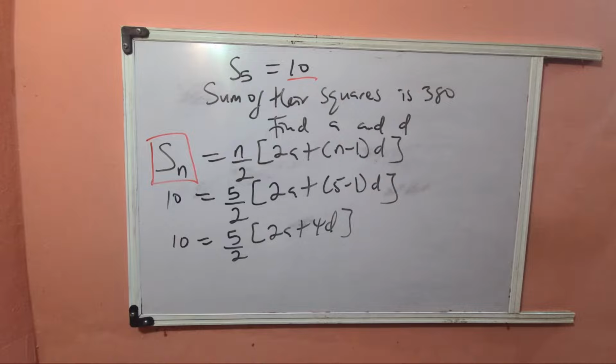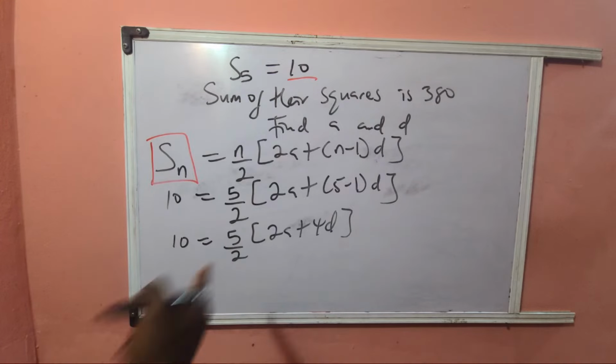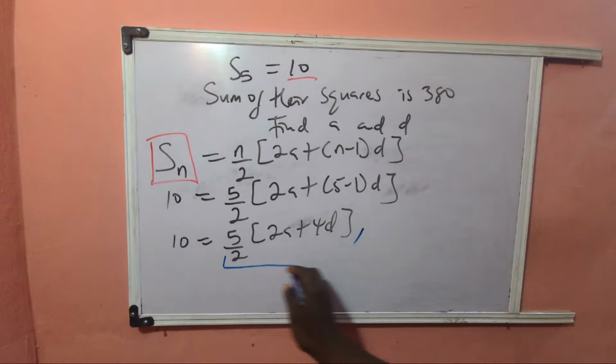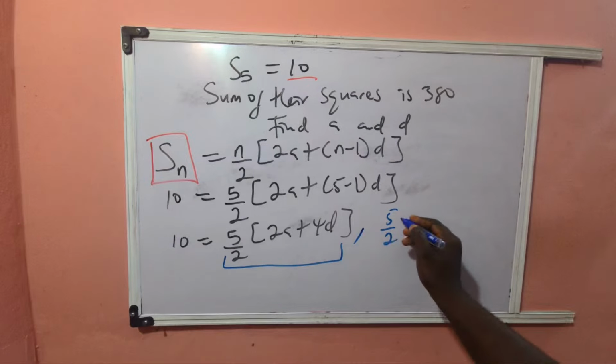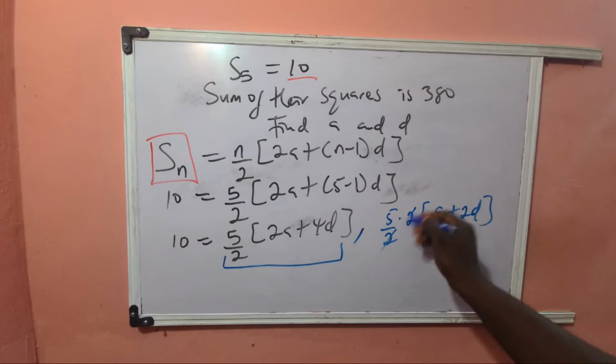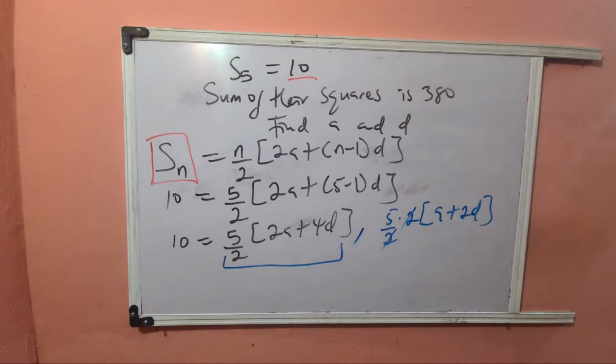If we decide to factorize 2 outside, of course, this is something I believe we can all solve. For the right-hand side, we can have it as 5 over 2 times 2 into bracket (a plus 2d). This is just so that we can cancel these 2s out, because we can see that the denominator has 2. Of course you can go through different routes, you will still get the same answer.